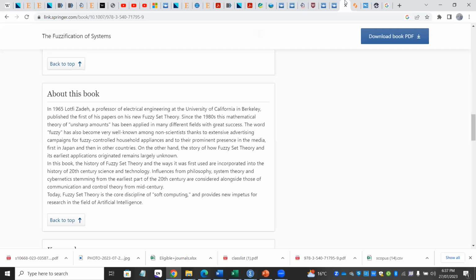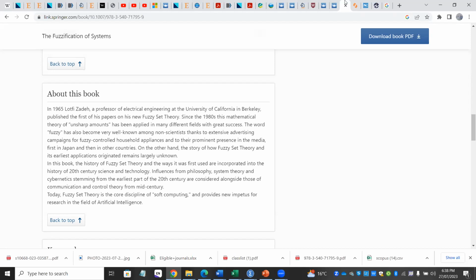But the one who propounded it, made it more profound in academia, is Zadeh. In his book, the history of fuzzy set theory and the ways it was first used are incorporated into the history of 20th century science and technology. Actually, this is a great invention, honestly. And if you take Zadeh's documents and papers and scholarly works, you can see that some of them have been cited over 10,000 times. People really look at this.